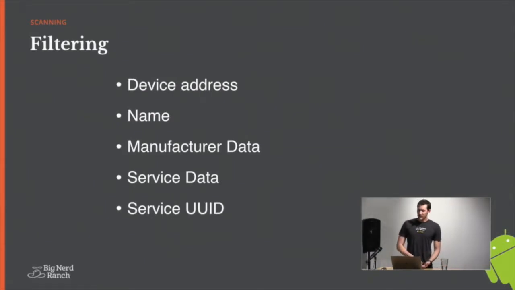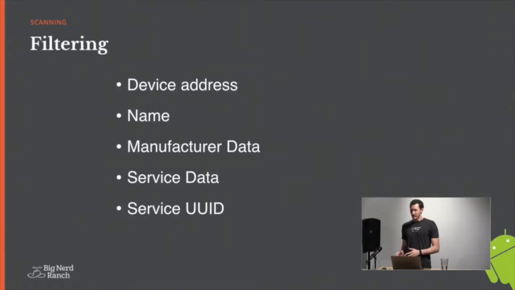So the first thing we have to do is set up filtering. There are many things you can filter on. You can filter on your device address, your name. There's manufacturer data, which comes with things like UUIDs, and there can be specific prefixes and suffixes in there that you can use to filter out certain things.